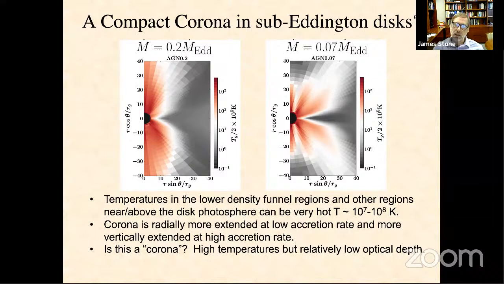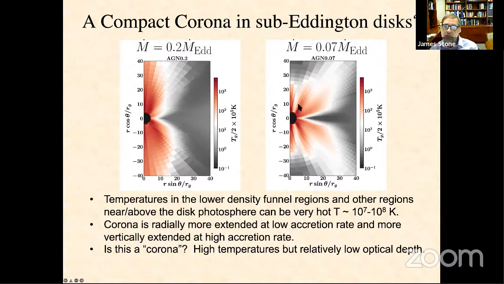And then finally, there are very interesting results about the thermodynamics of the plasma in these sub-Eddington disks. So in particular, for the 0.07 mass accretion rate, this is again a plot of the temperature in the time and azimuthally averaged flow. The temperature you can see is extremely high above the surface layers of the disk.